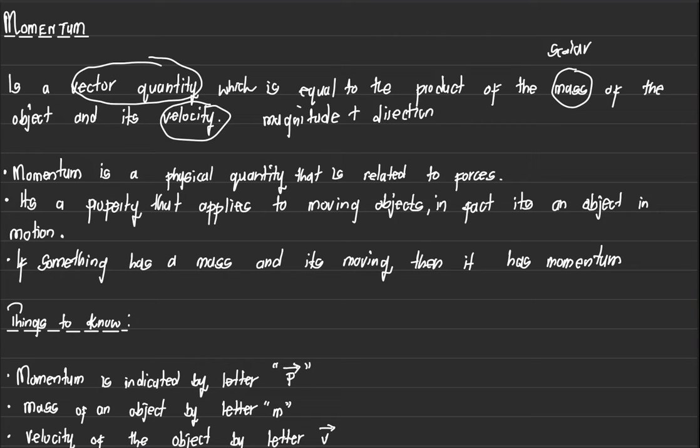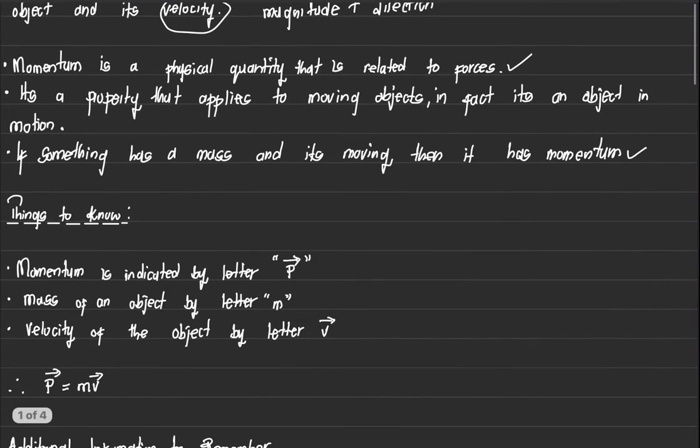So momentum is a physical quantity that is related to forces, and it's a property that applies to a moving object, in fact an object in motion. Anything with a mass that moves has momentum. So if something has a mass and it's moving, then it has momentum. There are a few things that you should know about momentum. Momentum is indicated by a letter P with an arrow on top of that P to show that it's a vector quantity, so it has both magnitude as well as direction.